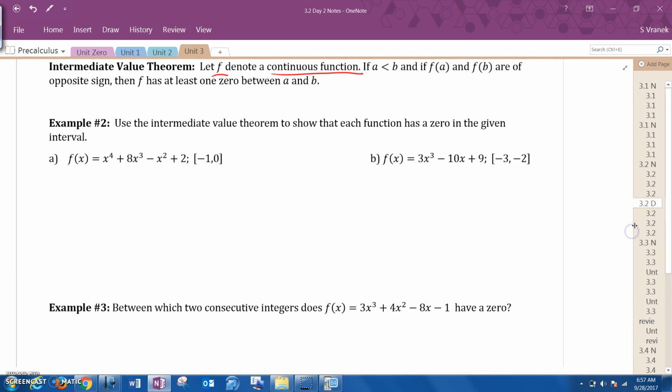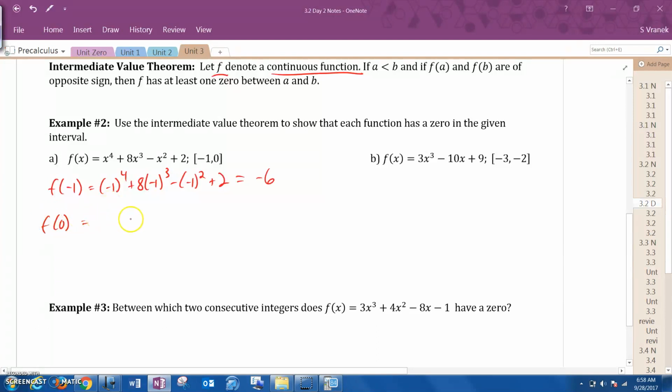So let's look at that in practice. I want to show that between -1 and 0 for x, this graph crosses the x-axis. The easiest way to do that is to show, well, what's the value of the function when you have -1? You plug -1 in, and you get -6. So on the graph, you have the point (-1, -6). Then at 0, you plug in a 0, you get 2.